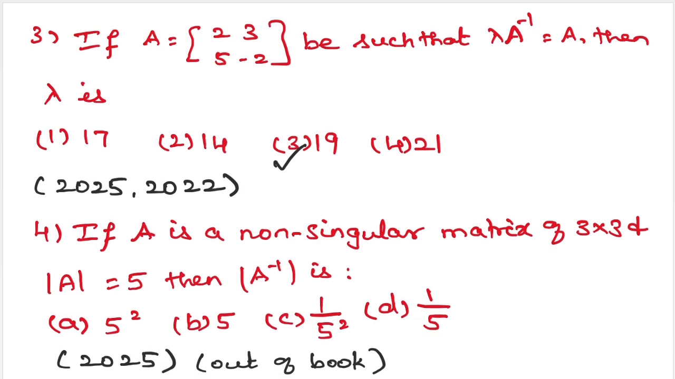Next question. If A is a non-singular matrix of 3 by 3 and mod A is equal to 5, then mod A inverse is, we have given 5 options. This question is asked in 2025. This is an out of book question. So if mod A is equal to 5, then obviously mod A inverse is option D, 1 by 5.